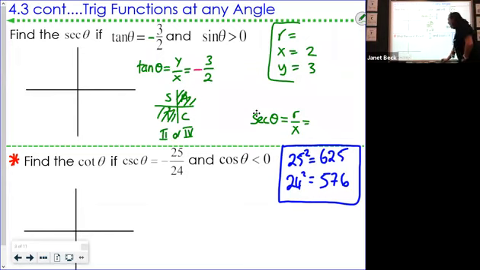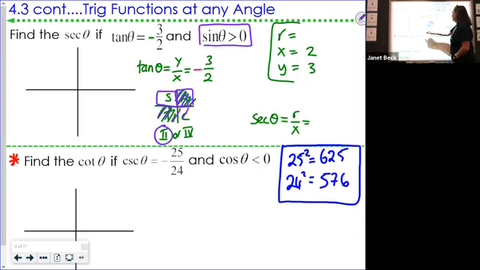The thing I'm going to have to use is this piece of information. If sine is positive, I must be in quadrant 1 or quadrant 2. I'm not in quadrant 1, so I must be in quadrant 2, okay? Wow, I'm in quadrant 2, great. What am I going to do with that?